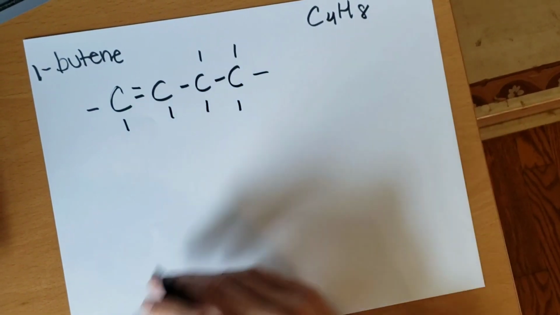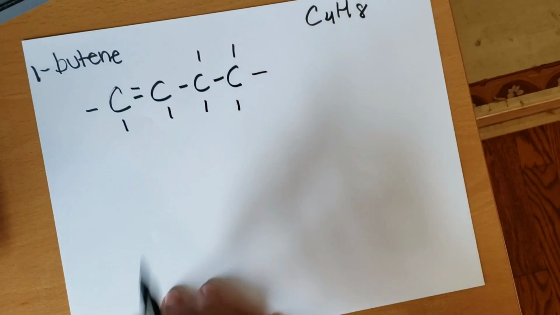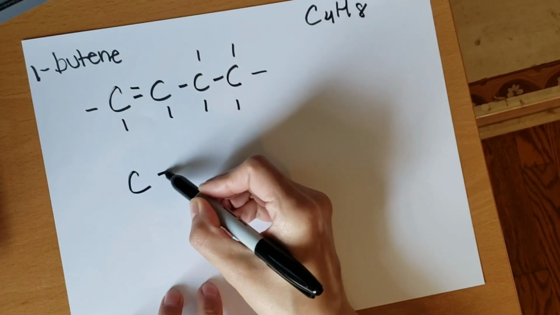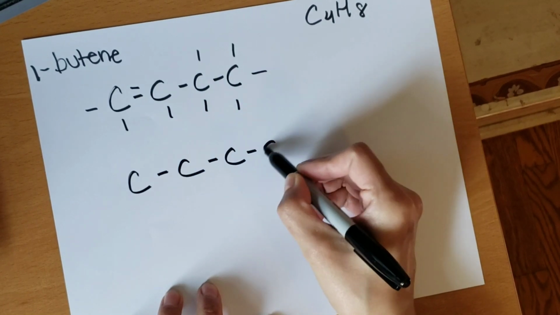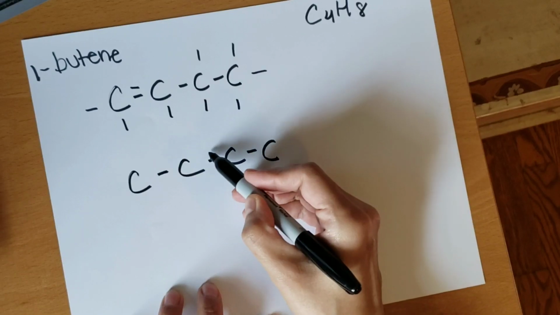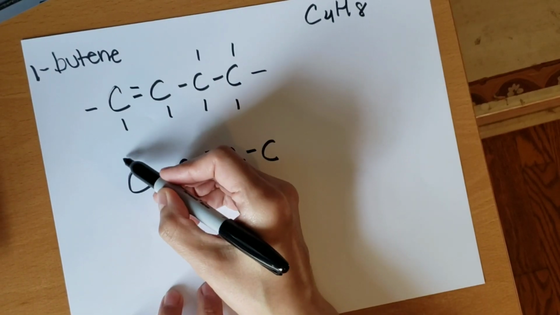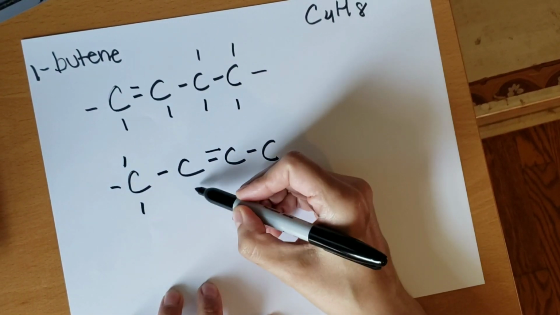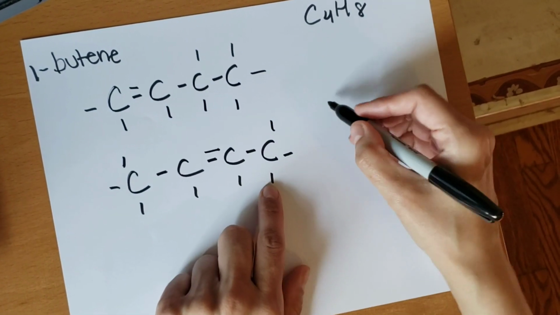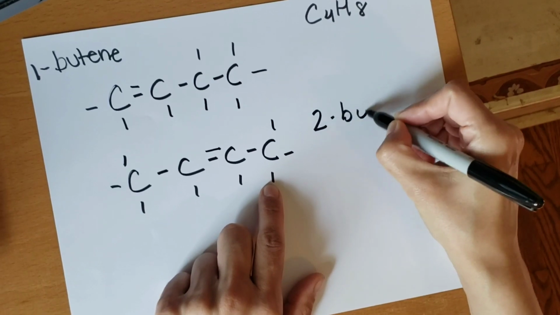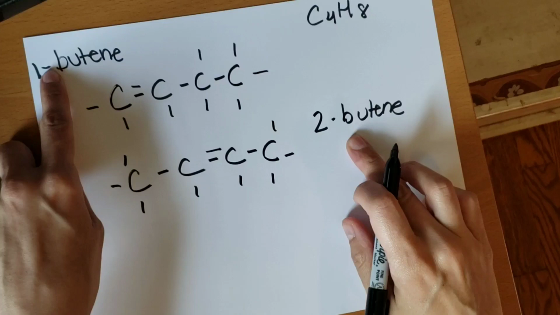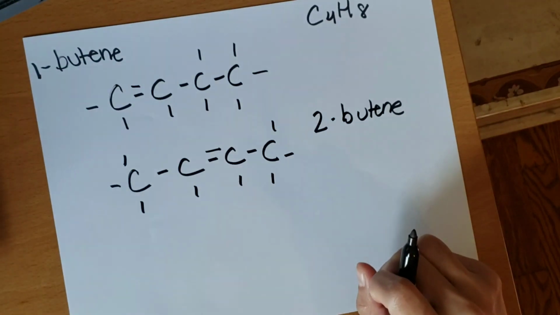So the easiest way to make an isomer of a substance with a double or triple bond is to move the double or triple bond. So I'm going to start with my 4 carbons, and I'm going to move that double bond over 1. I'm going to add in the hydrogens, making sure that I add a total of 8, and I give this a name. So this is called 2-butene. So same formula, different names, different shapes, and different properties.